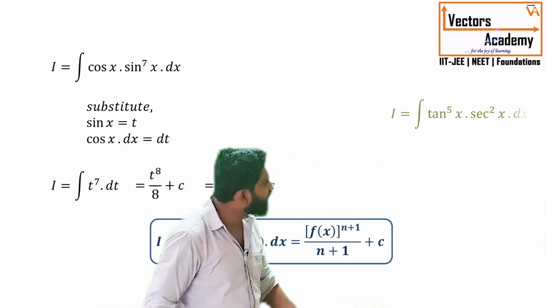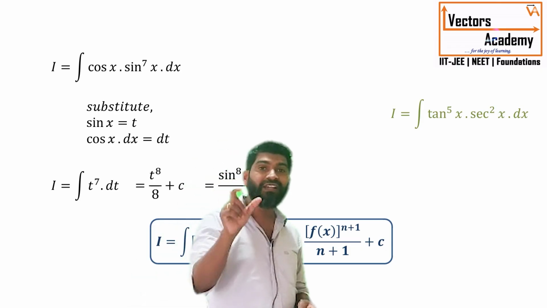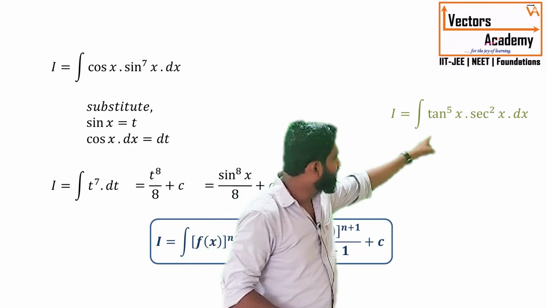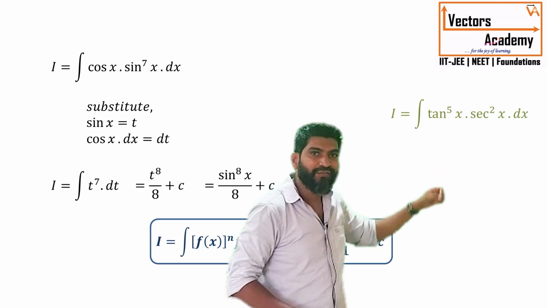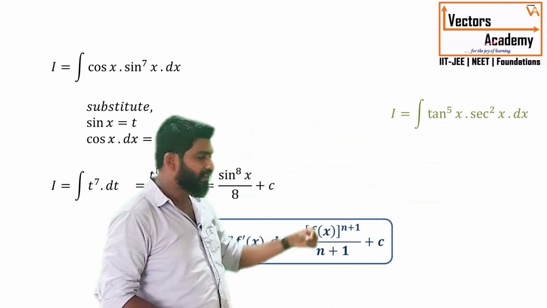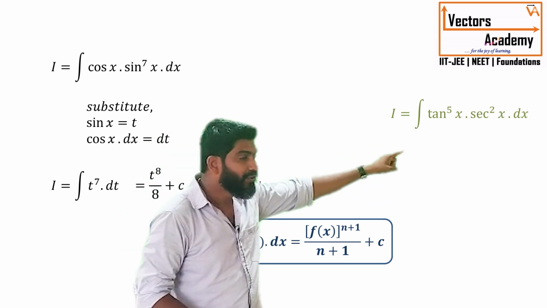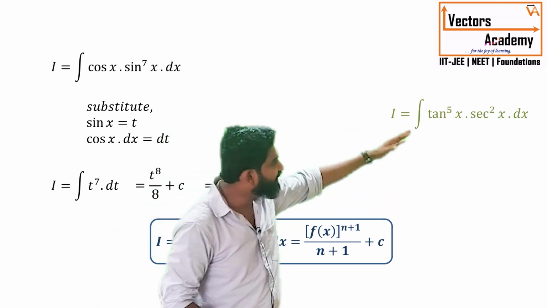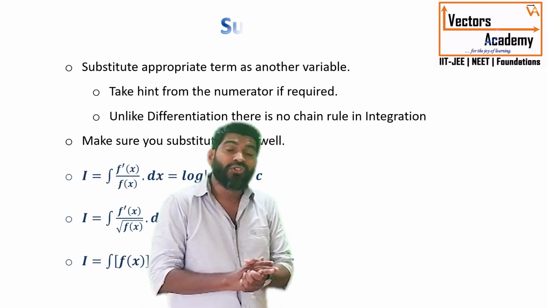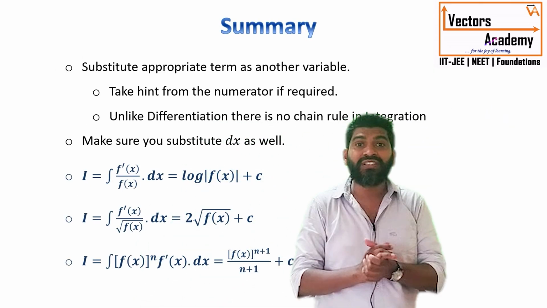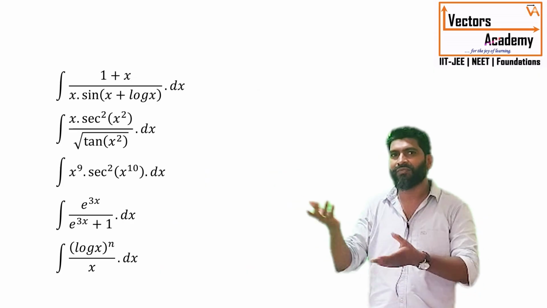We have integration of tan raised to 5 x into sec square x dx. We know that the derivative of tan x is sec square x. See, there's tan x and there is sec square x as well, and tan raised to 5. So the value of n is 5. The value of f of x is tan x and the derivative of tan x is sec square x. So all the things are present in the question. The answer can directly be written as tan raised to 6 x upon 6 plus c. So using these tricks and the substitution method, you should be able to solve the questions which are given on the screen.